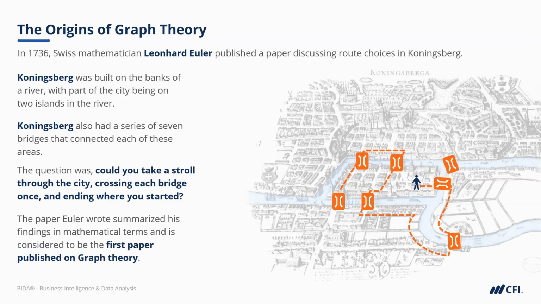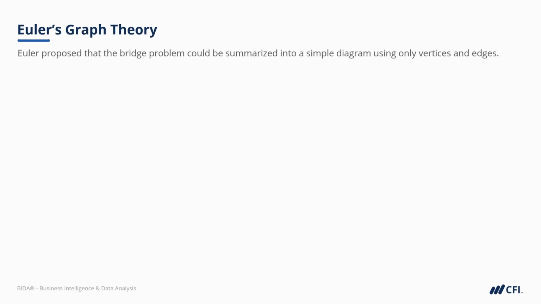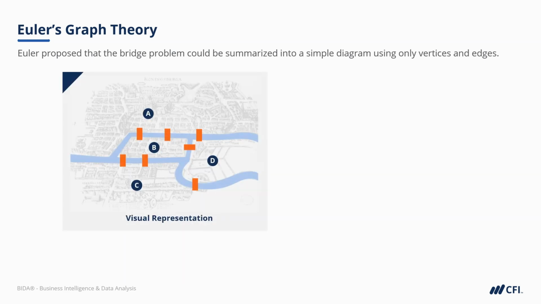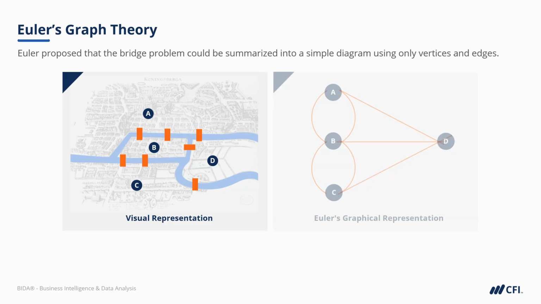The paper that Euler wrote summarized his findings in mathematical terms and is considered to be the first paper published on graph theory. So how did Euler translate this city with its walks and its bridges into this concept of a graph? Well, he proposed that the bridge problem could be summarized into a simple diagram using only vertices and edges. So we then have a different visual representation of Königsberg. If we take out the city and the islands completely and leave ourselves only with those nodes and the bridges, what we're left with is Euler's graphical representation of a graph.